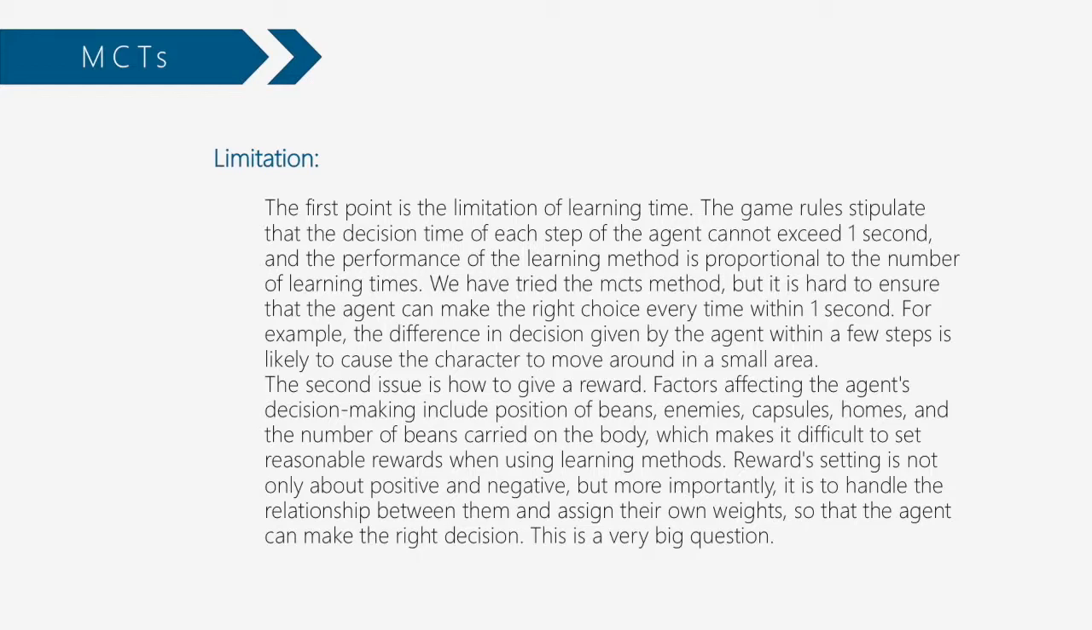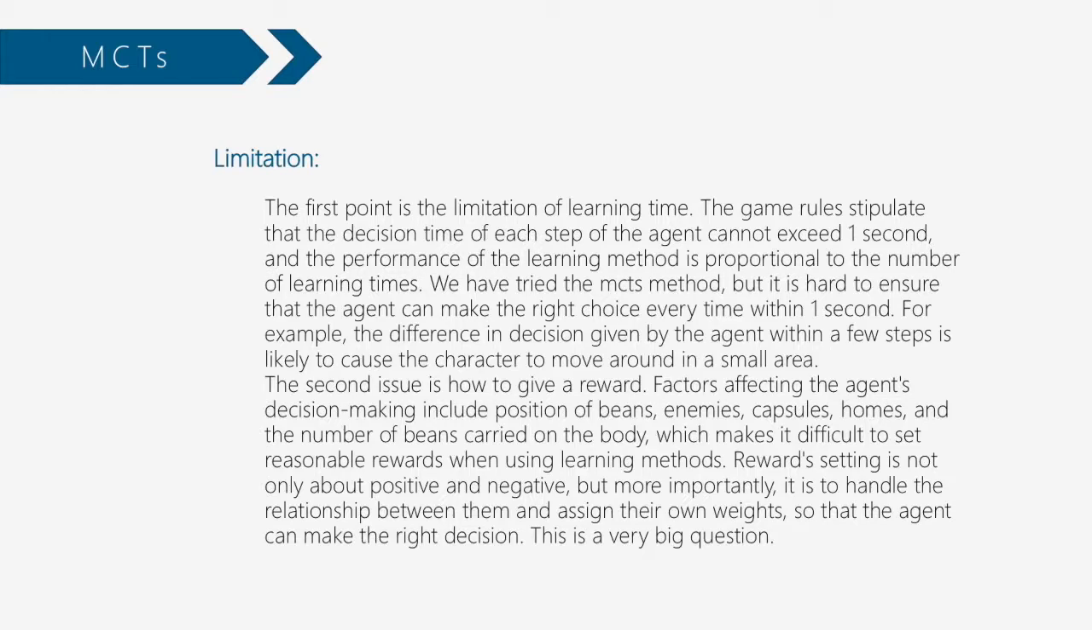However, we found that the Monte Carlo tree search has 2 limitations under the game rules. The first point is the limitation of learning time. The game rules stipulate that the decision time of each step of the agent cannot exceed 1 second, and the performance of the learning method is proportional to the number of learning times. We found that Monte Carlo tree search is hard to ensure that the agent can make the right choice every time within 1 second. For example, the difference in decision given by the agent within a few steps is likely to cause the character to move around in a small area.